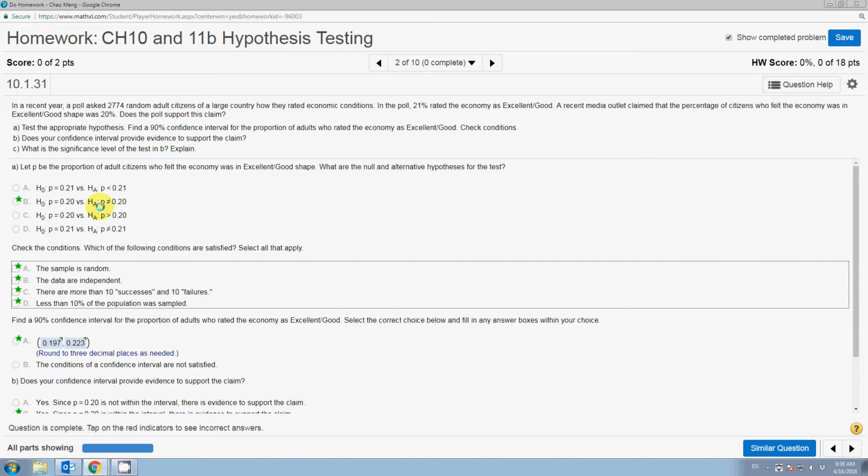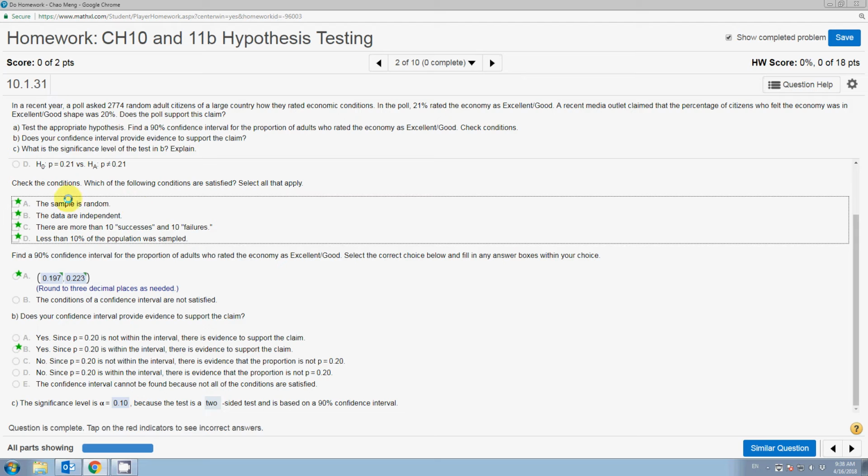And what about the alternative hypothesis? In this question, we want to know if this 21% from the sample will support this 20% as the population proportion or not. So we just want to know if this 20% is true or not true. We're not interested in whether it is greater than 20% or less than 20%. We just want to know if it is 20% or not. So in the alternative hypothesis, P is not equal to 0.2. Okay. And conditions, we can check those conditions.